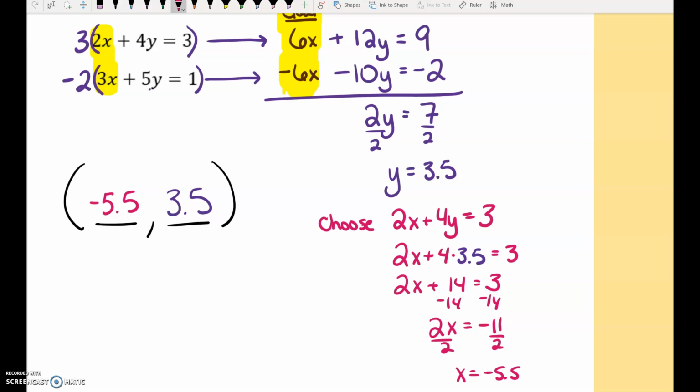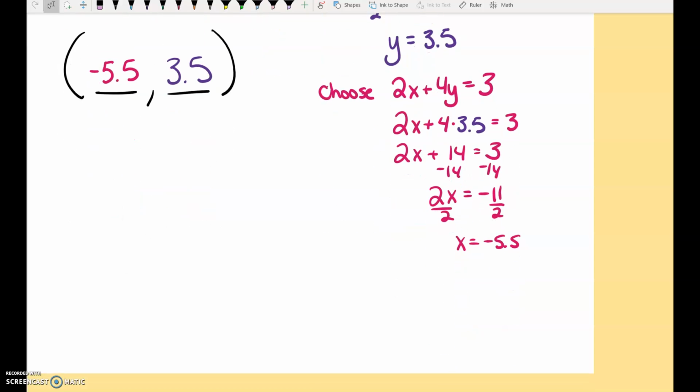So just like yesterday, if all of your variables go away and you have a true statement, it is many solutions. So you may want to write somewhere on here, if all of your variables go away and you have a true statement, that means many solutions. If all of your variables go away and you have a false statement, that means no solutions. So that can still happen with the elimination method.